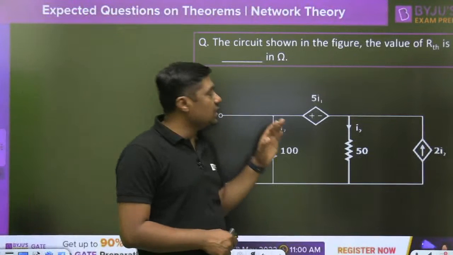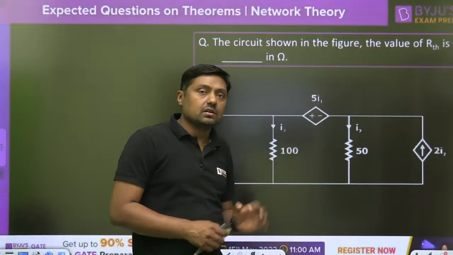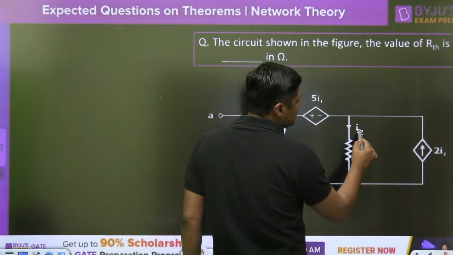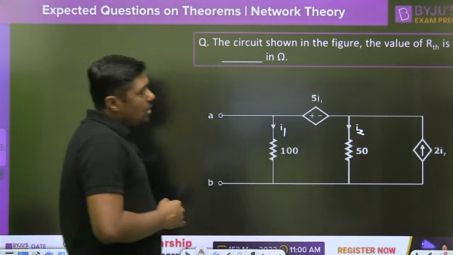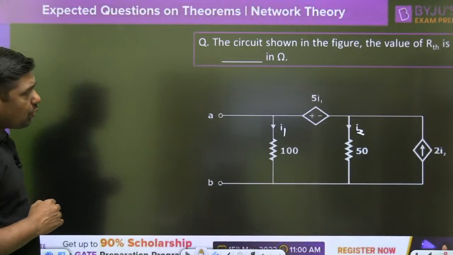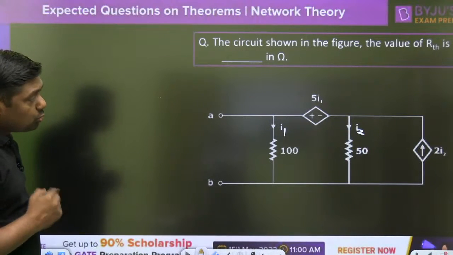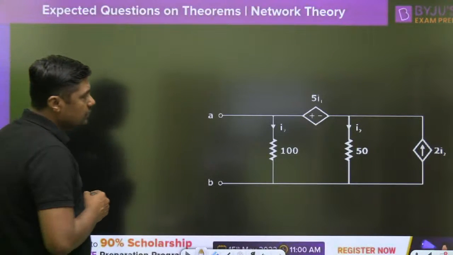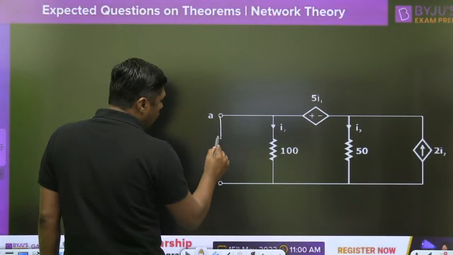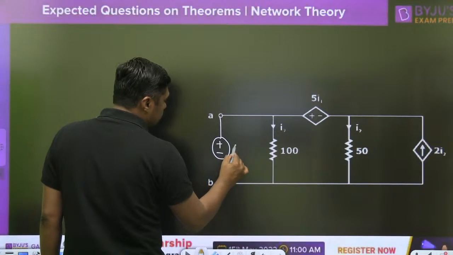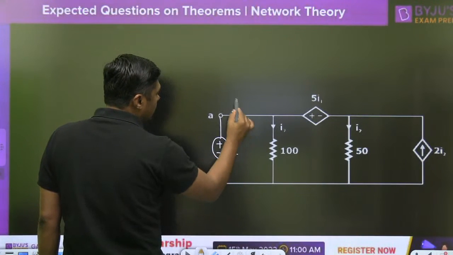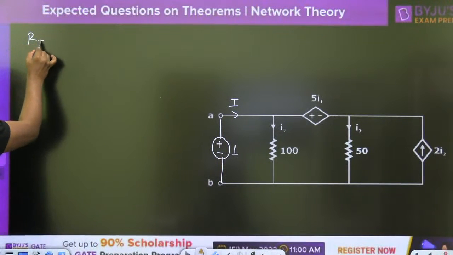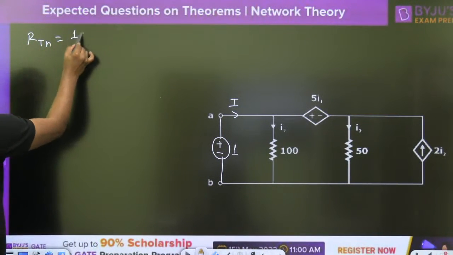The circuit shown in the figure, the value of RTH. Now I will give you one assignment also. This is the I1, this is the I2, right? Only the RTH is required, and that's why there are two dependent sources. Then how to solve this question? Simply apply a 1 volt battery here, 1 volt. This is the I. Then what will be the RTH? RTH is nothing but 1 by I.